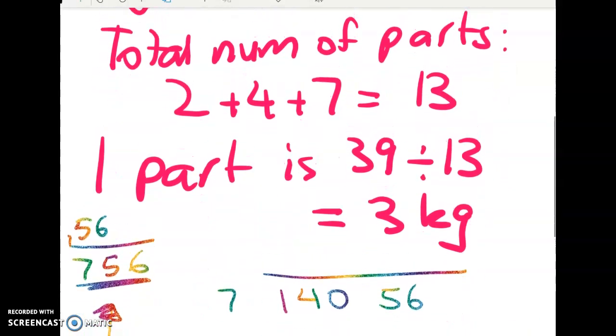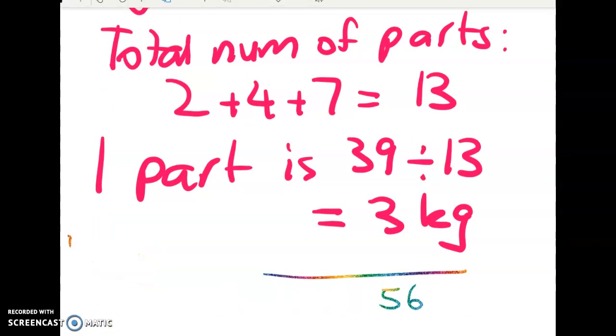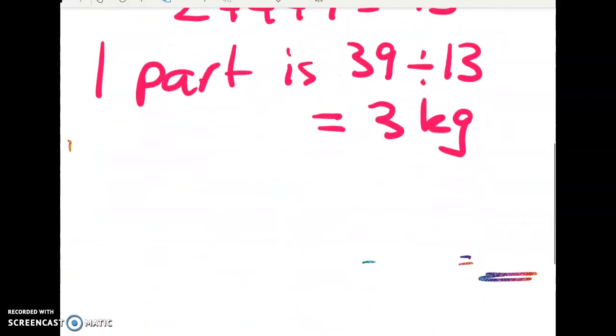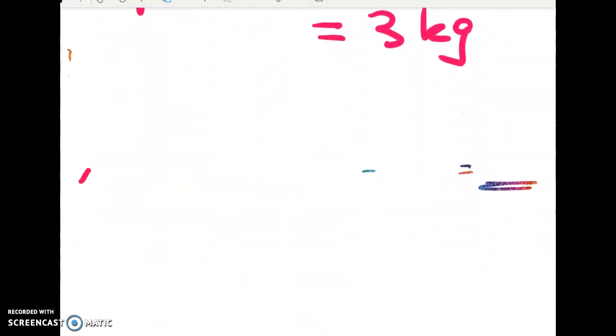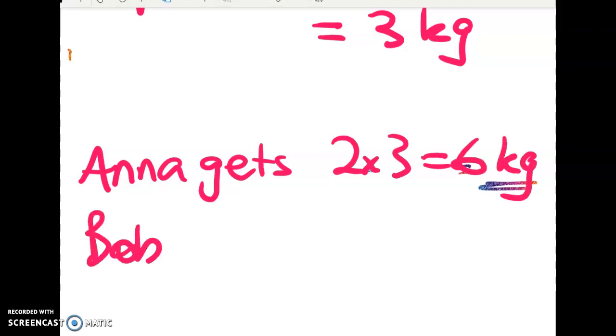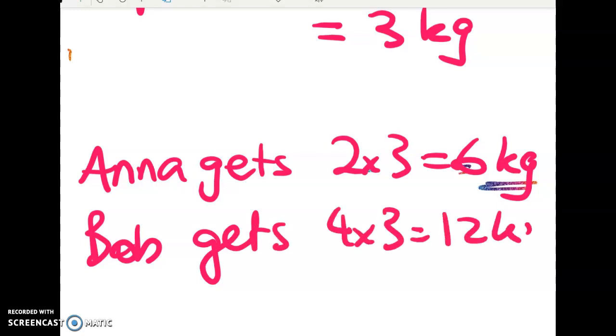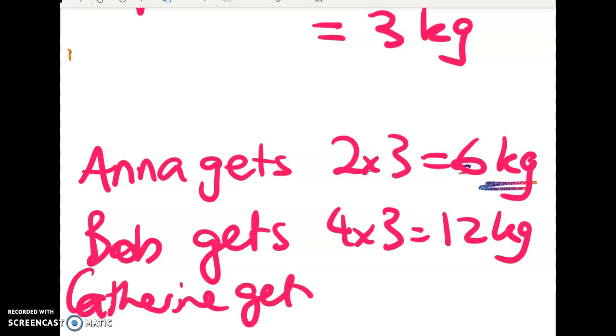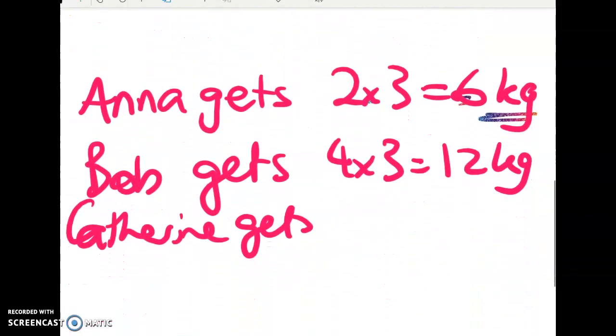So now we have to put the parts back together to Anna, Bob and Catherine and see what each of them gets. So one part is 3, so what are we doing? 2, 4, 7. So she gets 2 parts, 6 kilograms. Bob gets 4 parts, so he gets 12 kilograms. And Catherine gets the rest, which was, what was it, 7 parts. So she gets 7 times 3, which is 21 kilograms.